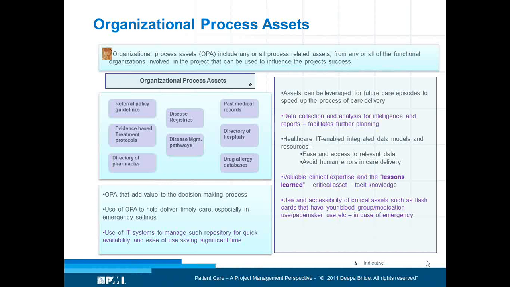Disease registries form an important asset. Disease registries uncover specific service needs from a population and gaps in evidence care and prove to be an important tool for population health management. Lessons learned and tacit knowledge from experts forms a powerful repository of OPA that is rarely tapped and documented, and I'm sure you would agree with this.